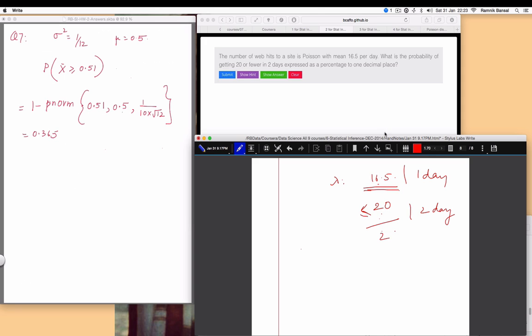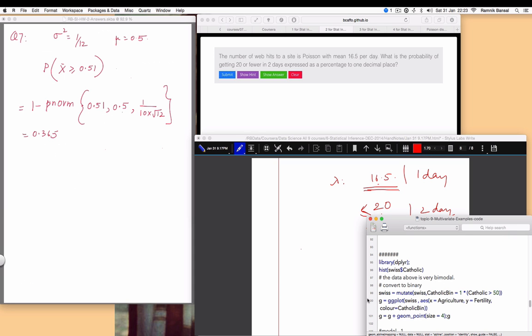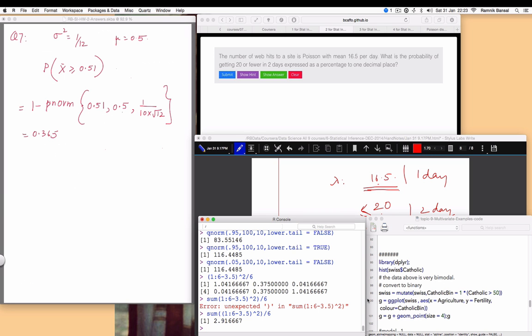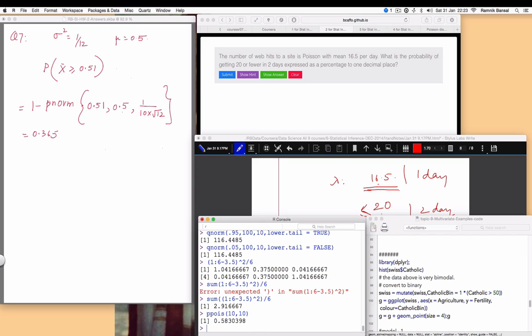Let me show you how ppois goes, so it will become more clear. Then we'll come back to this question. If I say ppois, it has two inputs, one is q, another is lambda. Let's say a simple case of lambda being 10. I say 10 comma 10, and I get a probability of 0.58, which means 10 or fewer vehicles passing.